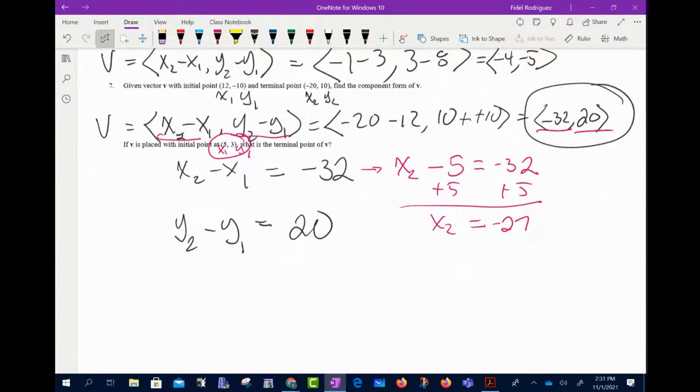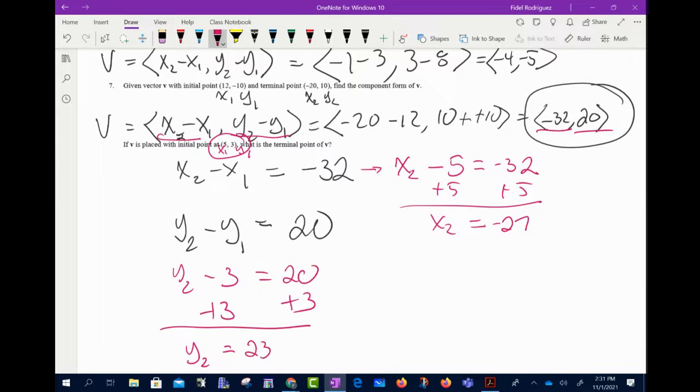The y1 is equal to the number 3. So I'm going to go y2 minus 3 equals 20. So everybody agree we're going to add 3 to both sides? And 20 and 3 is 23. So our point x2 and y2 is the same thing as negative 27 and 23.